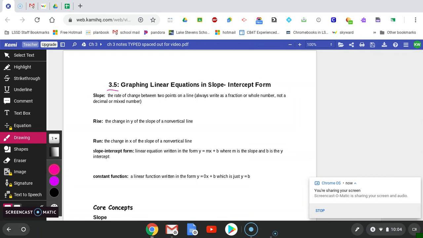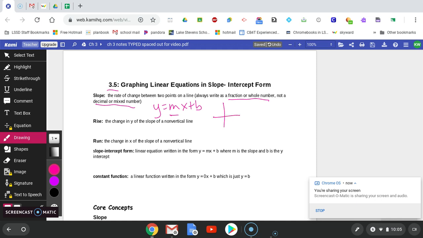Okay, so slope. If we have our equation y equals mx plus b, m is our slope. It's the rate of change between 2 points. Make sure you always write it as a fraction or as a whole number. Don't ever write it as a decimal or mixed number.